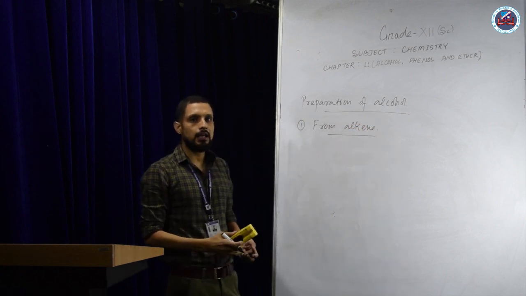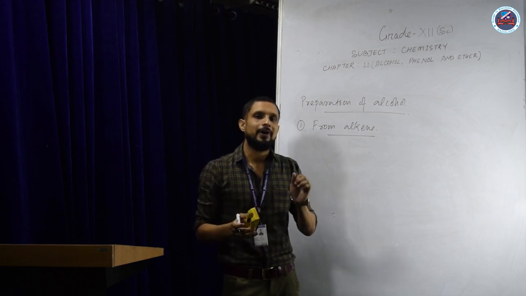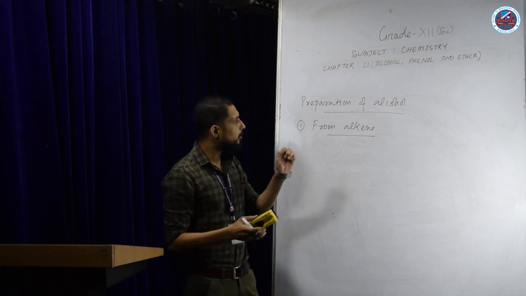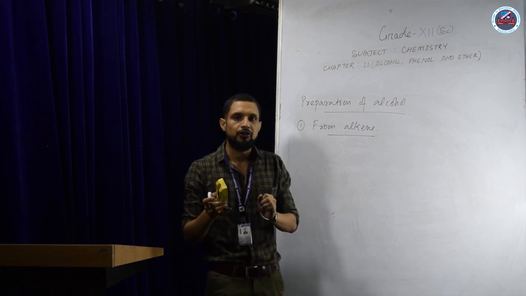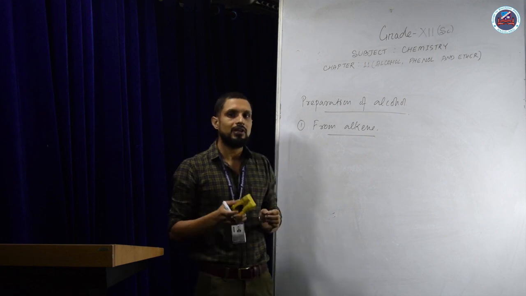Now from alkene, there are two different methods. You can prepare it by direct hydration in presence of an acid, or you can follow the hydroboration oxidation method. So we'll see these two methods in the next video.